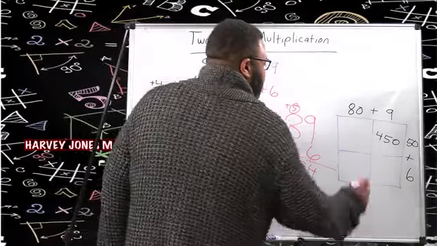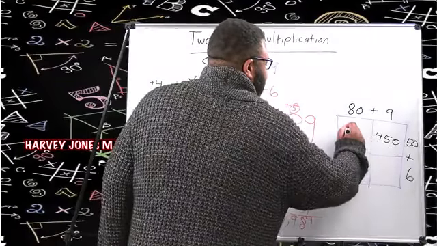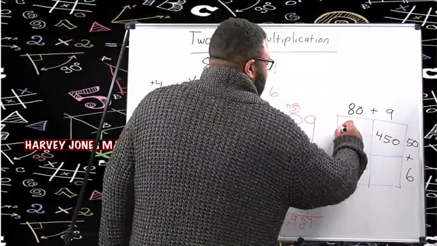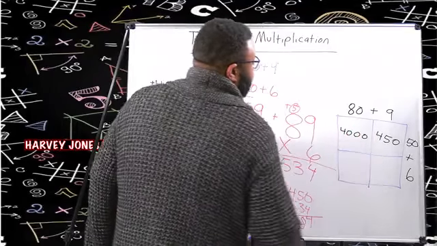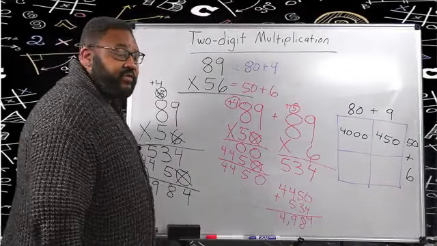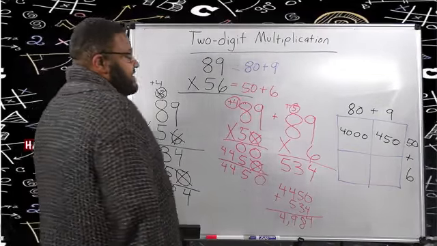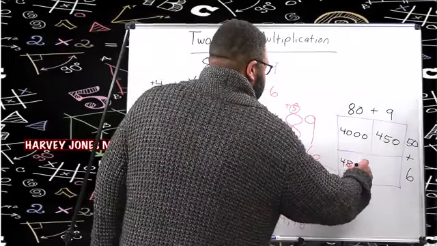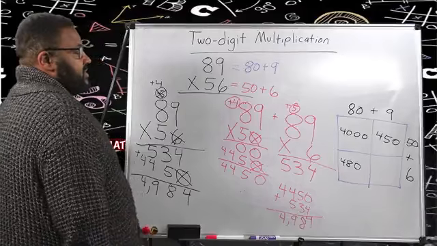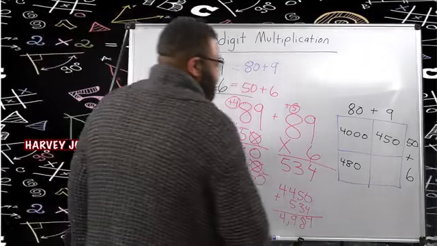I'm going to come here. 8 times 5 is 40. Add 2 zeros. Oh wow, 80 times 50 is 4,000. 8 times 6 is 48, and I add a 0 there. And 9 times 6 is 54.